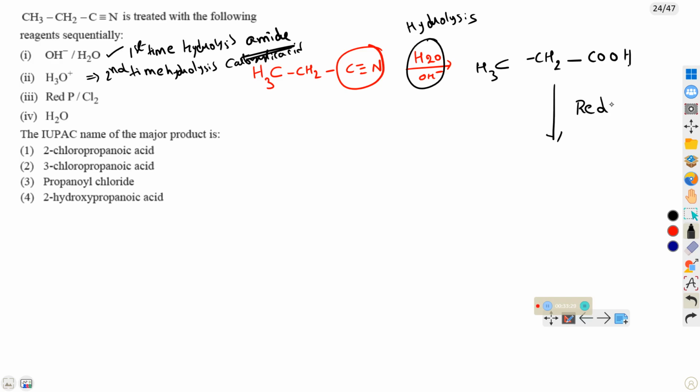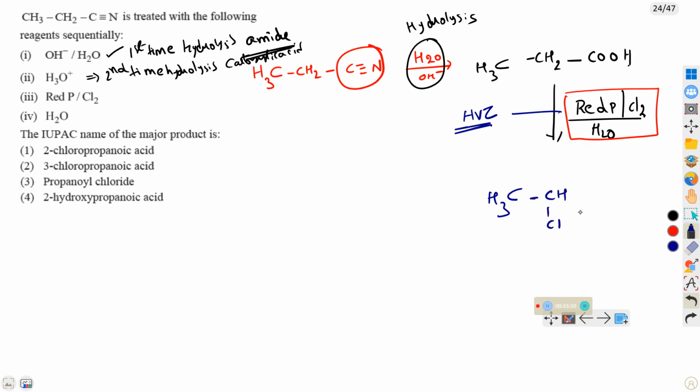Red phosphorus with Cl2, further H2O. Okay, this reaction is called HVZ reaction. Then it gives CH3CHClCOOH, 2-chloropropanoic acid. Based on this, the first option is correct.